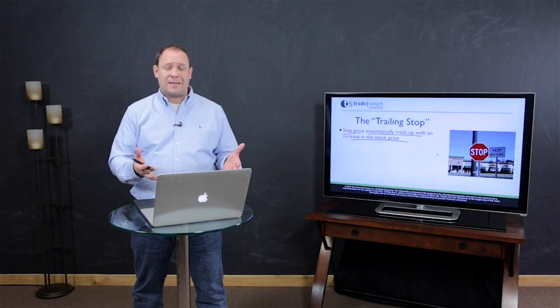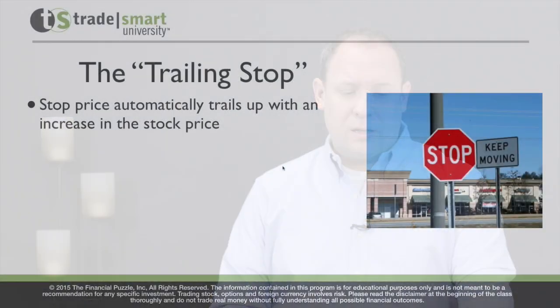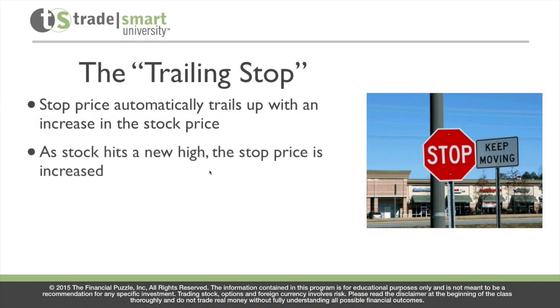With your initial basic stop, you just set a price and you say, if I drop below this price, then get me out. Well, what happens when your trend is moving along and you're saying, hey, I want to lock in some of those profits? The trailing stop is a mechanism to do that. So let's understand that a little bit better. As the stock hits a new high, the stop price is increased to help lock in some of those profits.